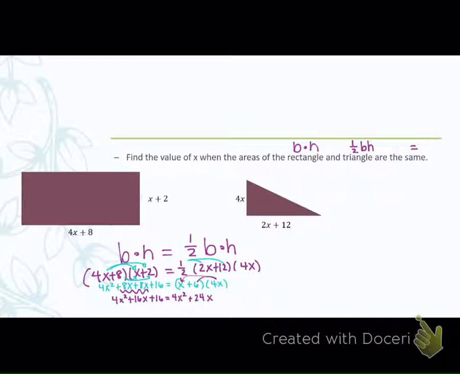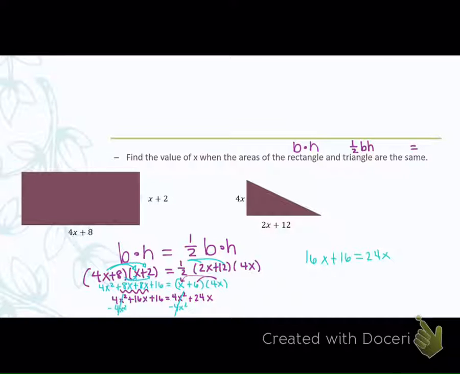So what do we need to do first? We need to subtract things. 4x squared and 4x squared will be 0. So I have 16x plus 16 equals 24x. Can you guys solve that now that there's not an x squared in it? Yes.